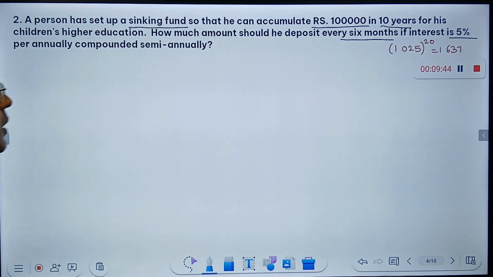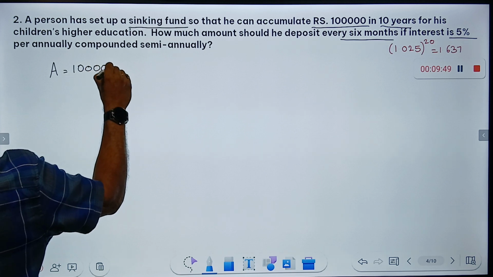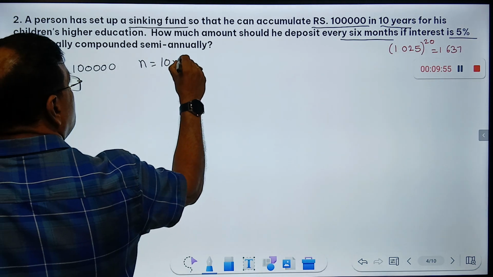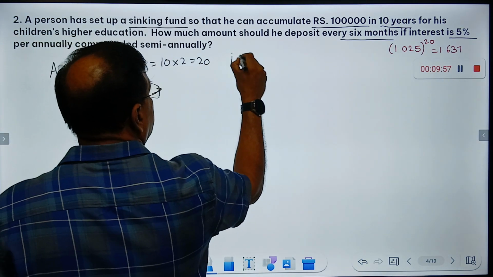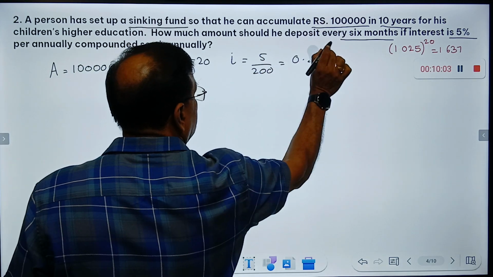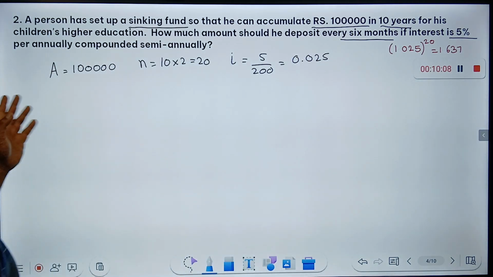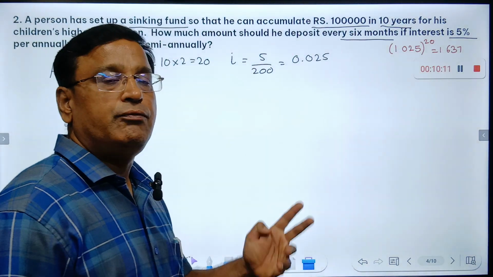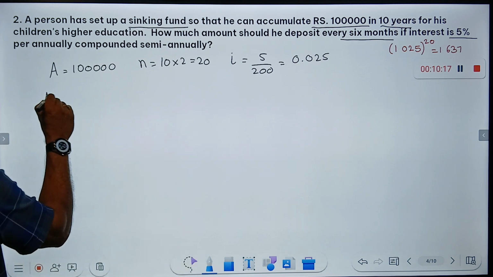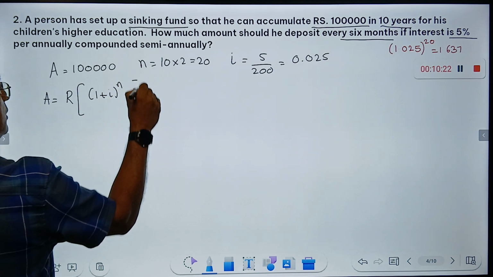Now, amount is 1 lakh and the number of years is 10. Since it is semi-annually, you multiply it by 2, so it is 20. The interest is 5 by 200, which is 0.025. He has not mentioned anything about end or beginning. So if it is not mentioned, by default we take it as end. Now what happens here? Amount equals R into 1 plus i power n minus 1 by i.